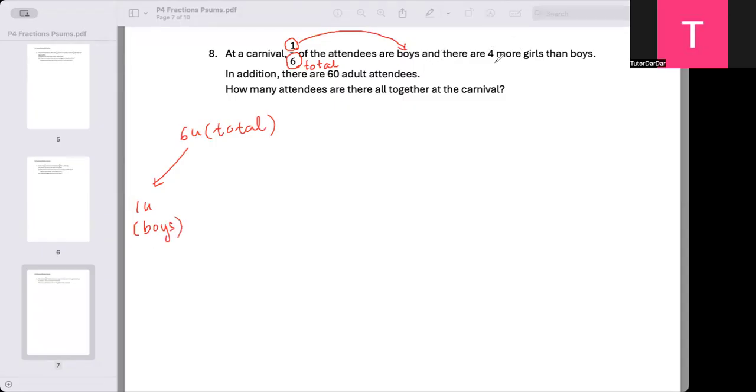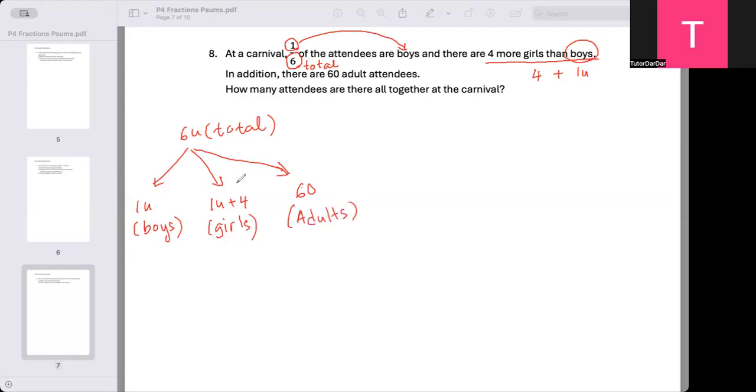Okay, there are 4 more girls than boys. So that means boys are 1 unit, and girls have 4 more. So isn't it plus 4? That means girls is 1U plus 4. In addition, there are 60 adult attendees, so there will be leftover. Adults are 60. Okay, these are the adults.